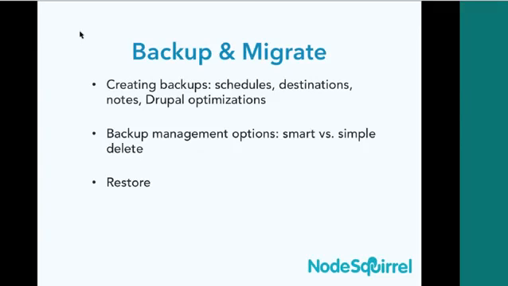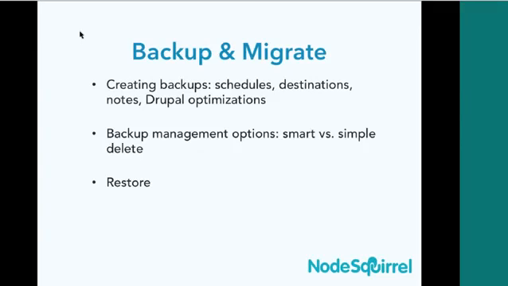So, avoiding explosions. Backup and Migrate, as we said earlier, is the module that you would use to create backups, and that includes creating schedules for when those backups happen, identifying destinations where those backups should be stored, and adding notes. With the latest version of Backup and Migrate, you can decide if you want to grab the database, the public files directory, or the whole thing. And you can set different schedules for backing up those different pieces. And we'll take a look at where that happens in a bit.